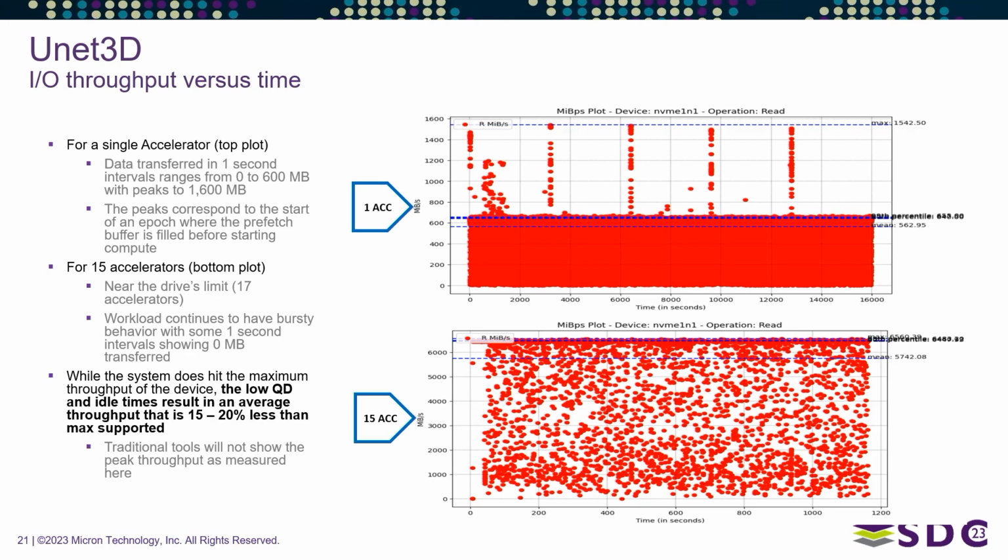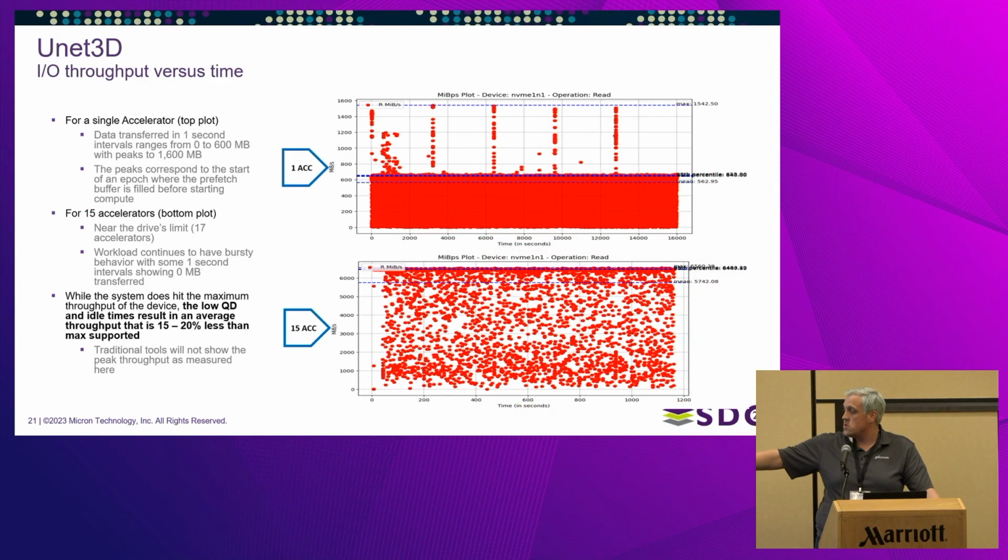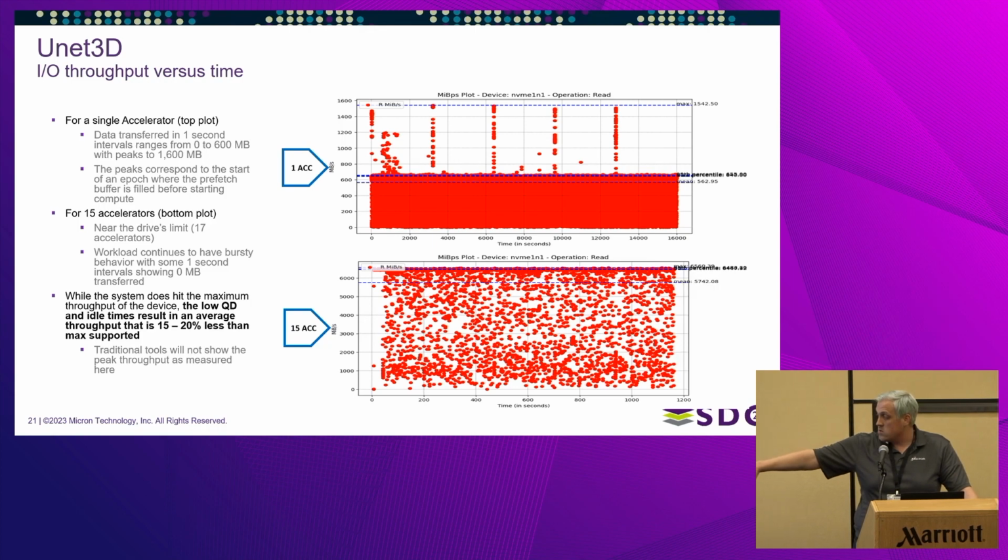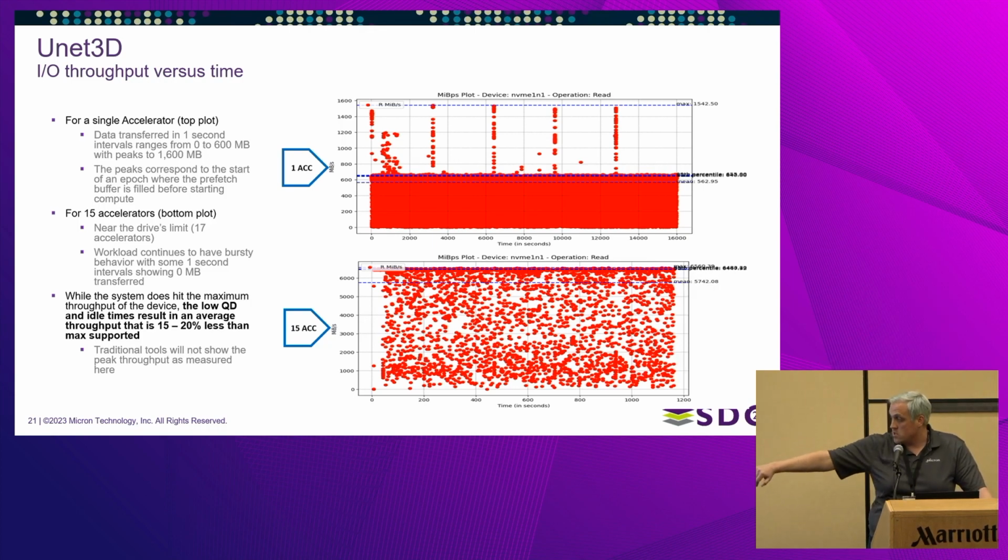And then below, we have an example for 15 accelerators. You don't see as many peaks, and this is still just testing against one drive. But you can see that the throughput changed significantly between one accelerator and 15 accelerators. With one accelerator, the max throughput was about 1,500 megabytes a second. With 15 accelerators, your max throughput ends up being around 6,500 megabytes a second, which is the limit this drive could actually perform at, or very close to it. On average, you would see 5,700 megabytes per second. But the thing you can see here, and this is all 1 second interval averages, is that you can still see lots of time where the drive is not at max throughput. You can see lots of stuff down near 0 or even below 1,000 megabytes per second.